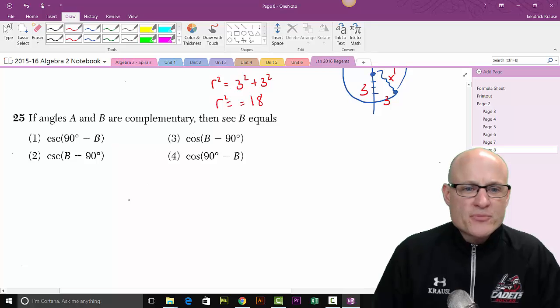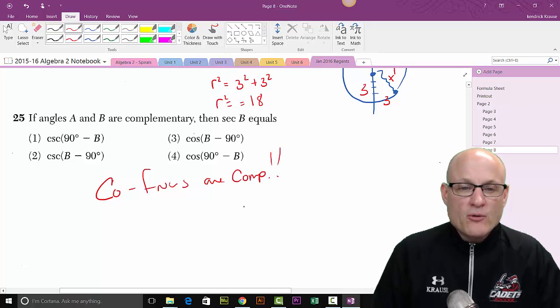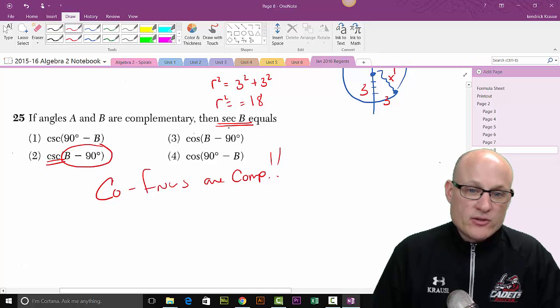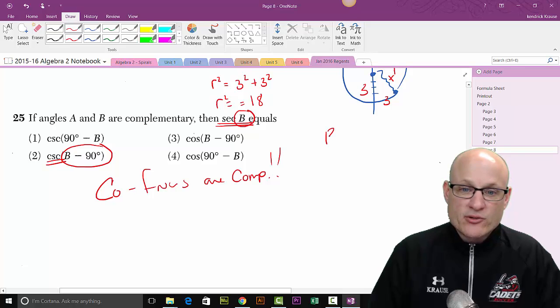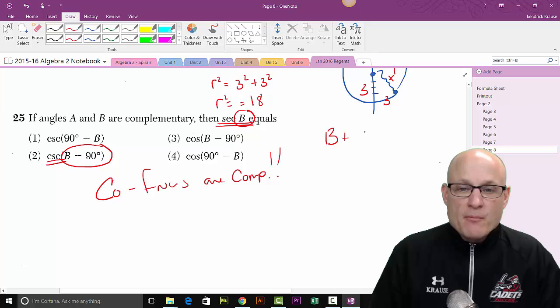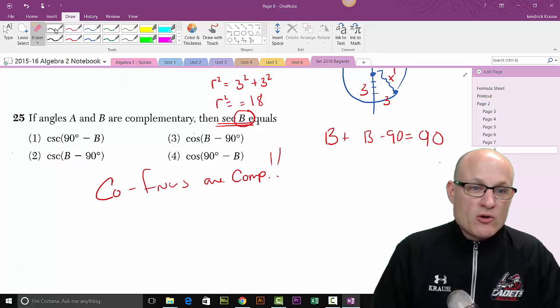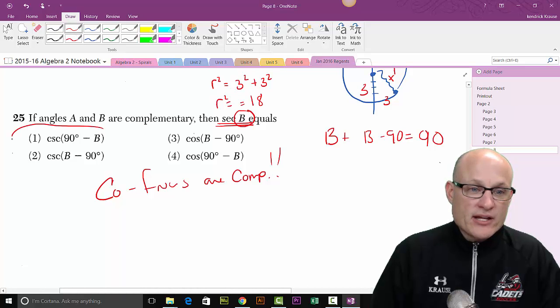So cofunctions are complementary. One of the things you have to remember is cofunctions are complementary. So the cofunction of secant is cosecant. And what I mean by complementary is their angles, whatever this is plus whatever this is, have to add up to 90 degrees. So if I take B and I add B minus 90, do those add up to 90 degrees? No. But I chose the wrong one. They're cofunctions, and here's the cofunction. This is the answer right here.